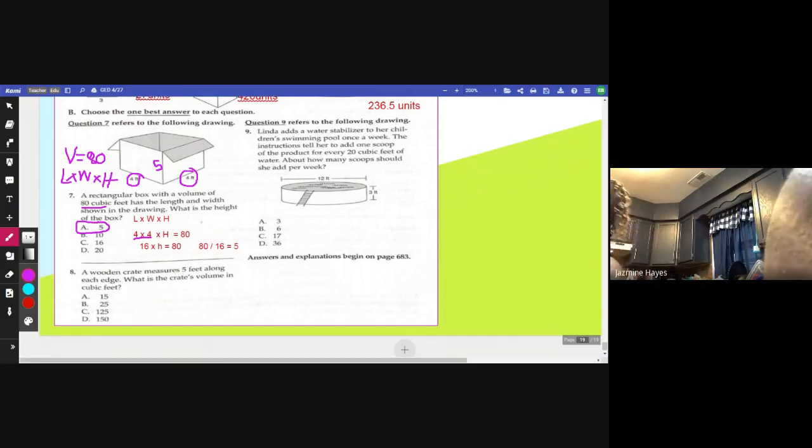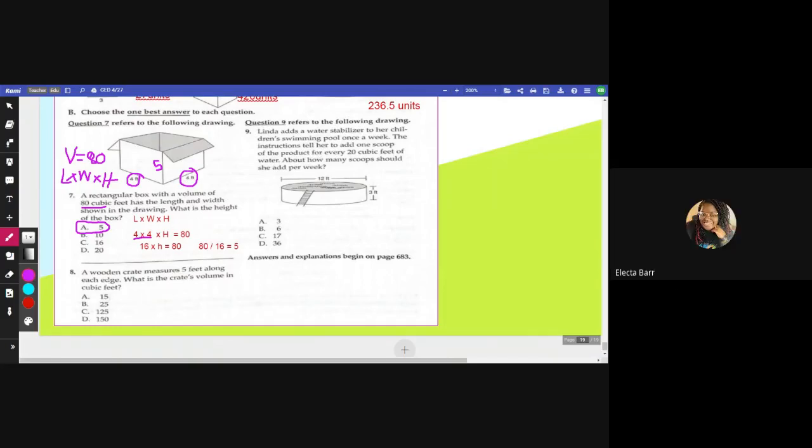Okay. All right, let's go to 8. A wooden crate measures 5 feet long each edge. First of all, it said it's a crate, so you're talking about a rectangular prism. And it says it measures 5 feet long on each edge. That means the length is 5, the height is 5, and the width is 5. So everything is 5 here. So then what is the volume? 125.